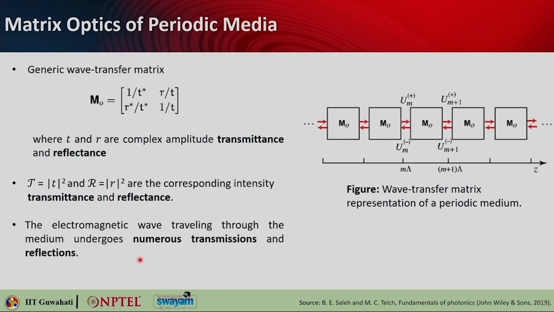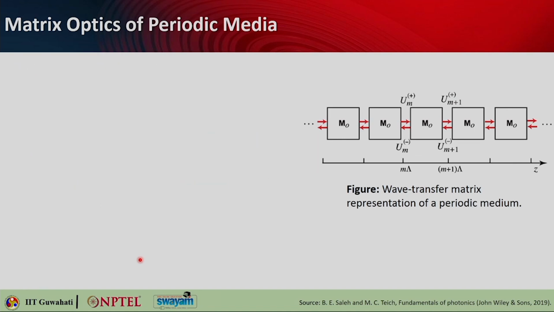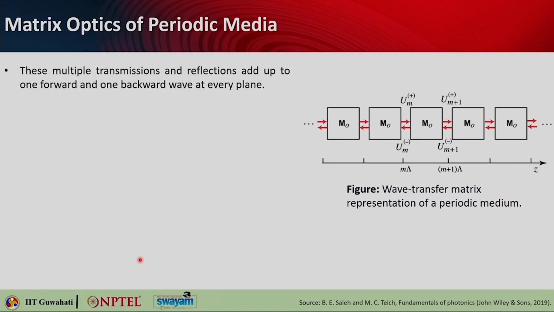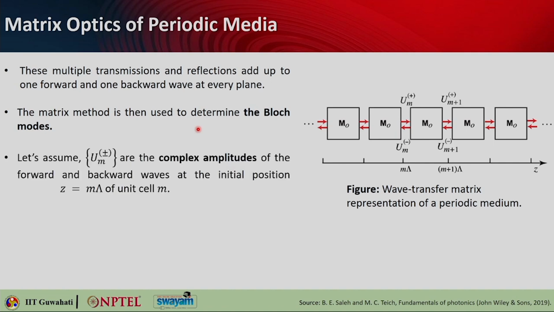The electromagnetic wave traveling through the medium will undergo numerous transmissions and reflections that we have seen in the previous slide, and that will actually give you one particular forward and one particular backward moving wave at each plane. And this particular method, not transfer matrix, is called the matrix optics method. This can be used to determine the Bloch modes.